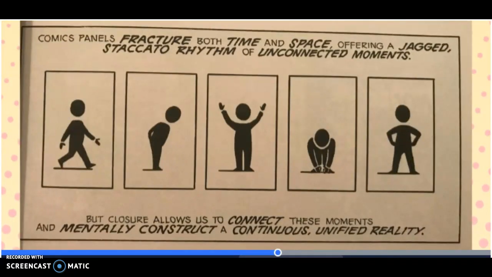So again, Scott McCloud shows how panels kind of fracture, and they don't show us every single thing going on as, say, maybe a movie would. But having the gutters, having the space between, allows us to practice what he calls closure. So the idea is we kind of close the spaces in between and connect them in our mind. We mentally construct a continuous, unified reality. So there's lots of interpretation going in to filling in the gaps between the images.